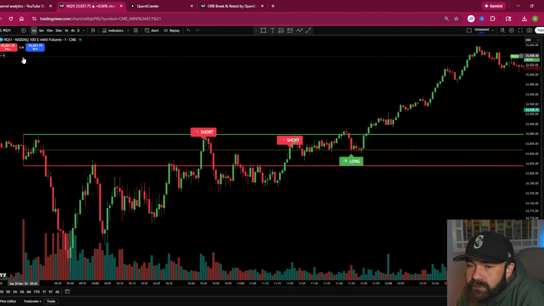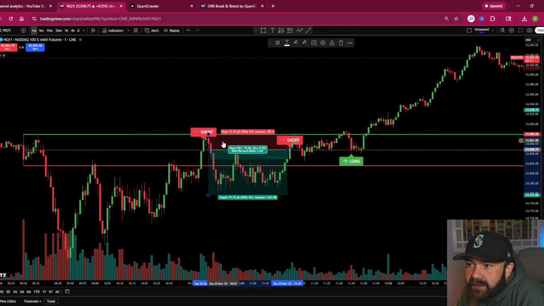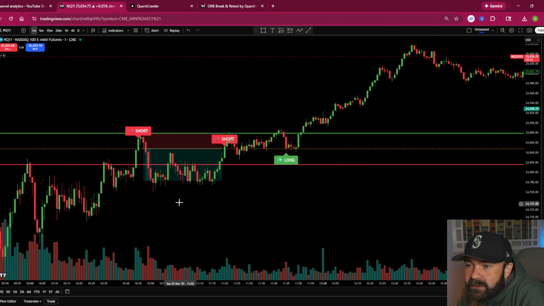This is NQ. And if you would have gone short when it called it right here, which it kind of blew past quickly, let's say you just went in at the midpoint, you would have targeted a 1 to 2 right here. That's 31 points. You would have been looking for 62. If you're targeting a 1 to 2 risk to reward, this would have been a very easy win. That would have been a 3 minute trade. That would have been a win.